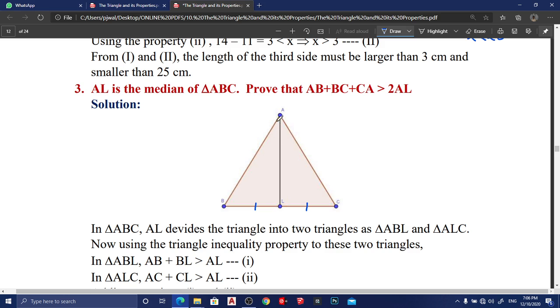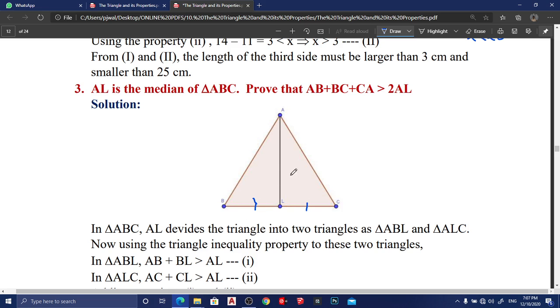Apply the triangle inequality property to the first triangle ABL. If you apply the triangle inequality property, AB plus BL should be greater than the third side AL. I am taking this condition only. You can take any of the 3 conditions, but I am taking this one. AB plus BL is greater than AL.